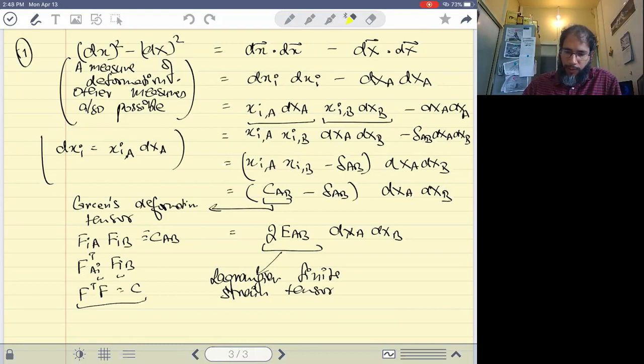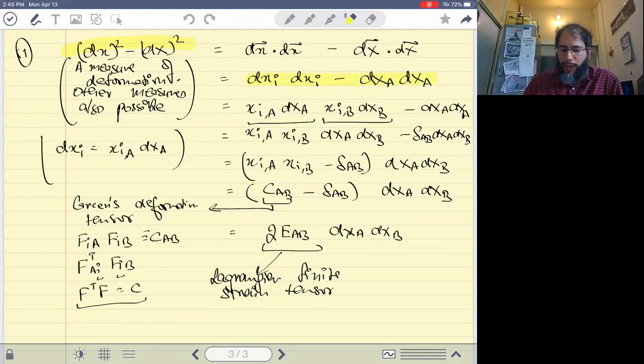So a quick summary of what we have done. We started with this quantity called d small x squared minus d capital X squared. It's a measure of deformation, as we'll see later. It's just one quantity that tells us the difference between the squares of the length of the vectors in the undeformed and the deformed configurations. So this we write as dxi dxi minus dXA dXA.